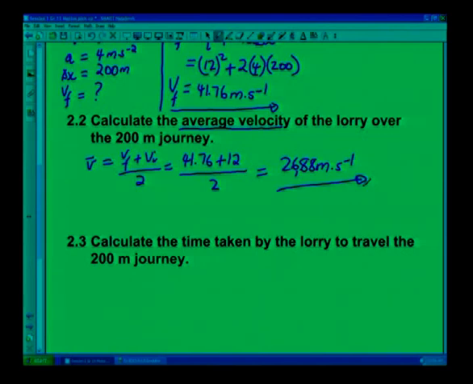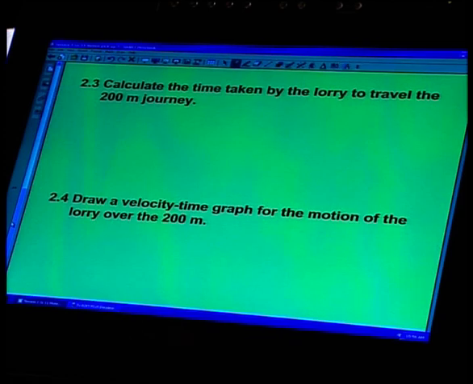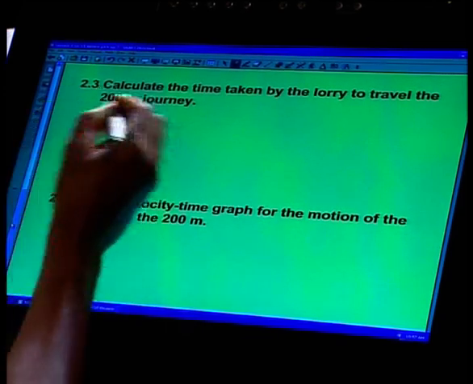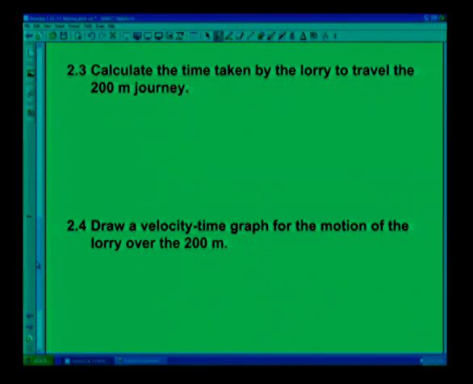Okay, so that becomes the average velocity. Moving on to number 3, on the same example, it says calculate the time taken by the lorry to travel the 200-meter journey. We can make use of the average velocity to find our time, because remember, from the average velocity equation that says V equals delta x over delta t, we can find that delta t equals delta x divided by the average velocity.